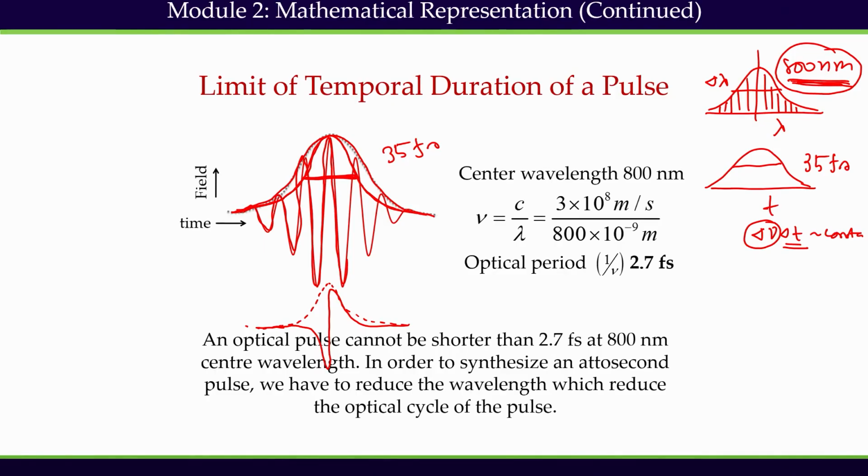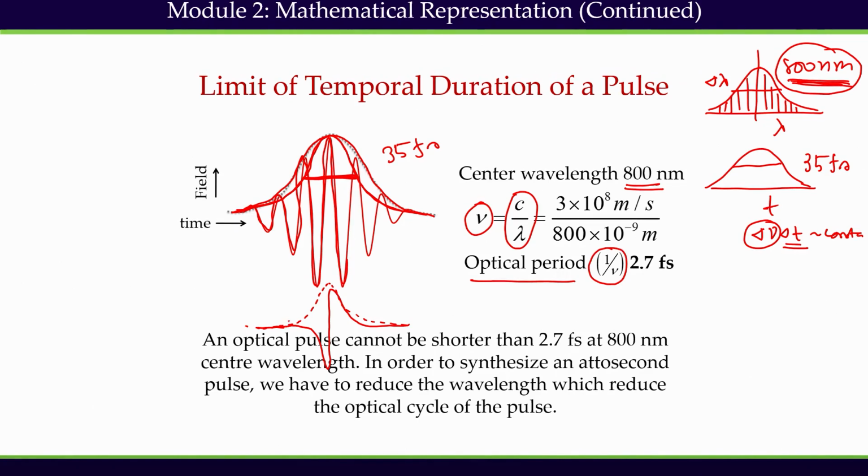Now if I have only one oscillation in the pulse at 800 nanometer, then I can find out the frequency associated with 800 nanometer and the optical period. Frequency can be calculated very easily: c by lambda. c is 3 into 10 to the power 8 meter per second, and lambda is 800 nanometer. We can directly calculate it, and then from nu I can get the optical period.